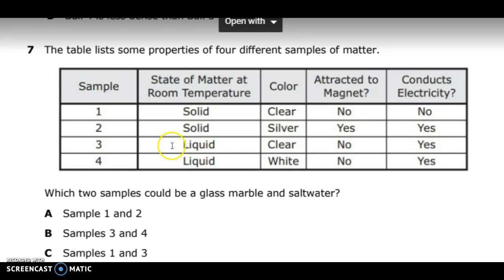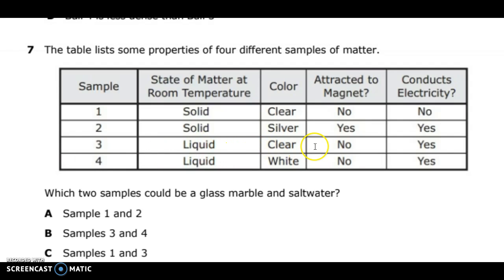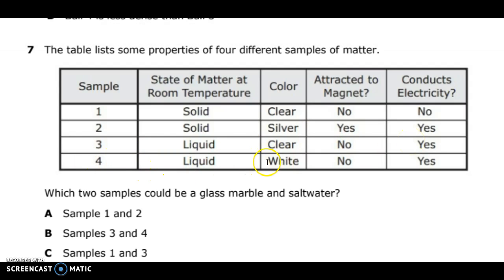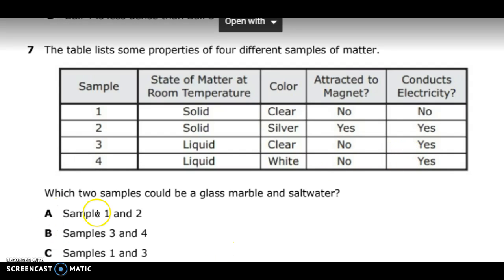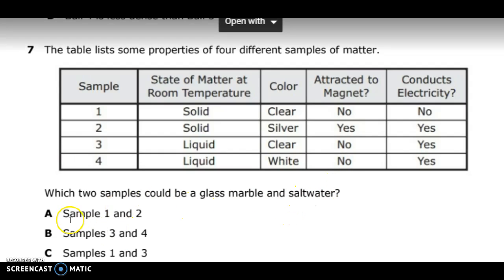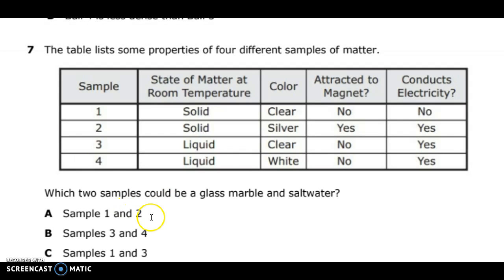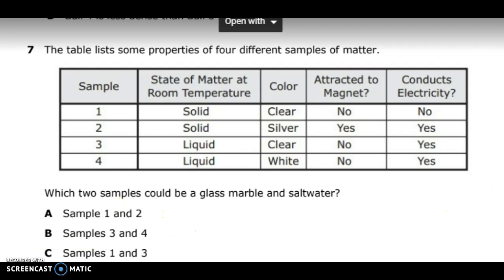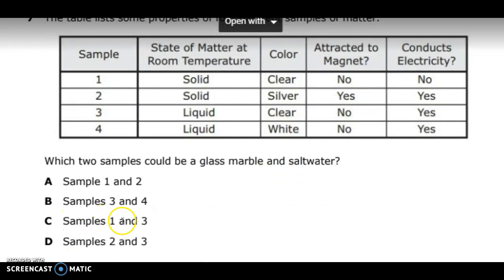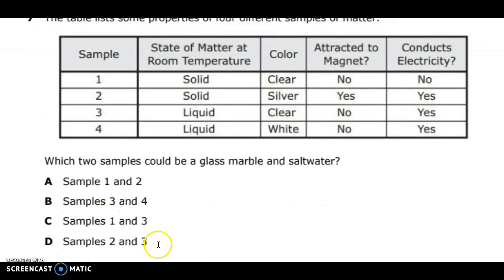Sample 3 is a liquid. It's clear. Not attracted to magnet. Yes, conducts electricity. Sample 4, a liquid. White. Not attracted to a magnet. Yes, conducts electricity. Which 2 samples could be a glass marble and salt water? A. Samples 1 and 2. B. Samples 3 and 4. C. Samples 1 and 3. D. Samples 2 and 3.